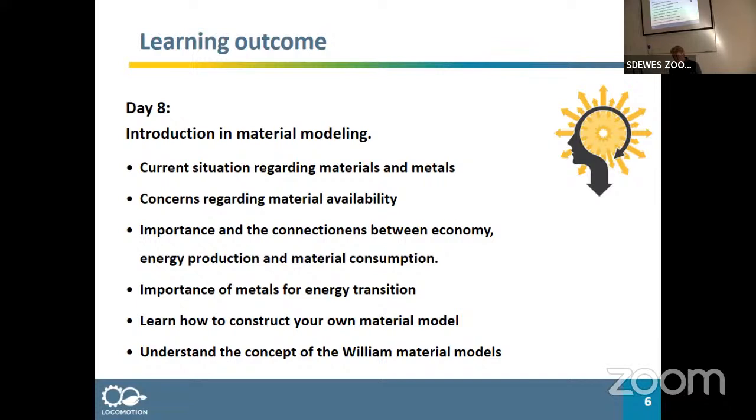Then we speak a little bit about the concerns regarding material availability. We see trends for some materials that are concerning, and we talk about whether there are possibilities to mitigate these trends, or what we are going to do with this. Then the connections between energy production and material consumption, and the importance of materials for the energy transition. Many materials that are already in high demand are expected to be in even higher demand due to the energy transition, because electrifying and renewable energy systems require a lot of materials that are not needed so much in conventional energy production. Therefore we see a strong increase of these materials. And then you learn to construct your own model, and then you will be able to understand WILLIAM.